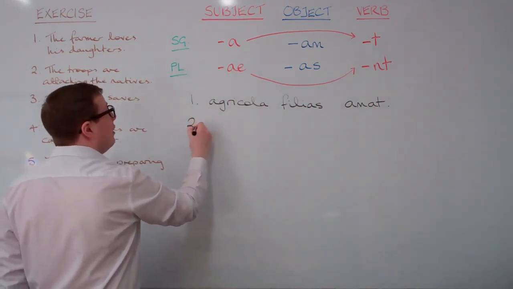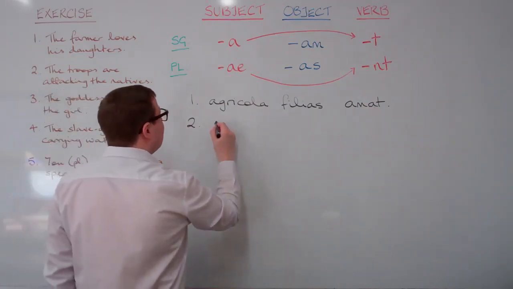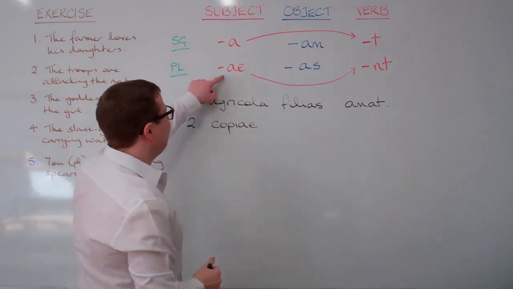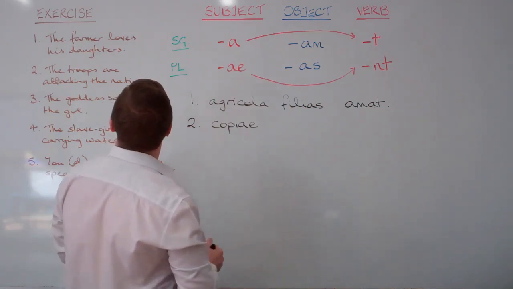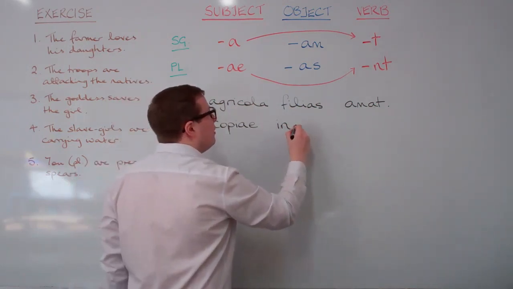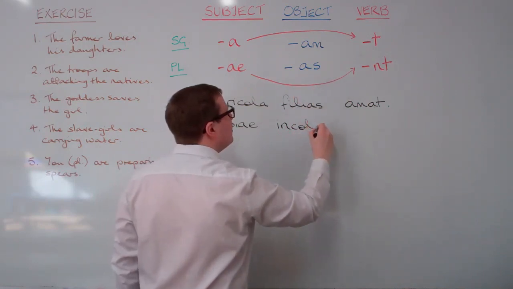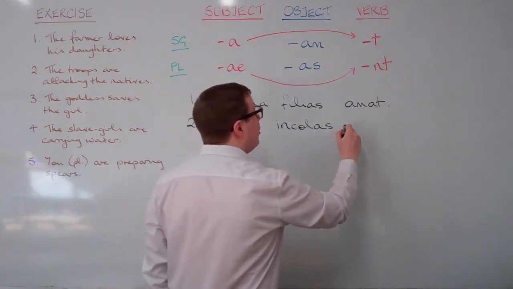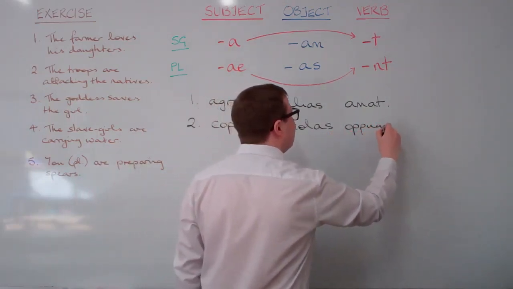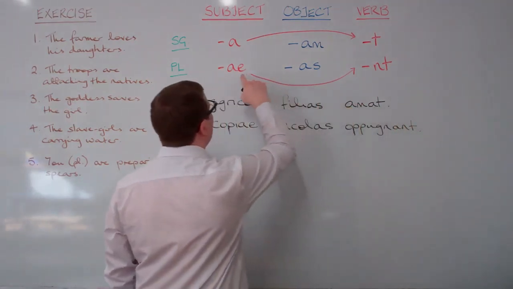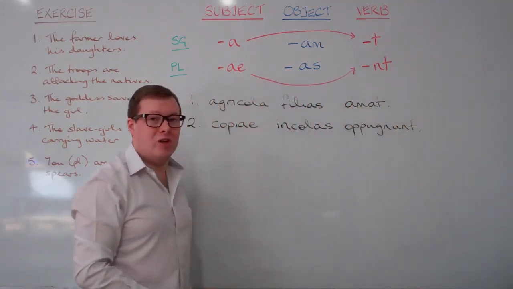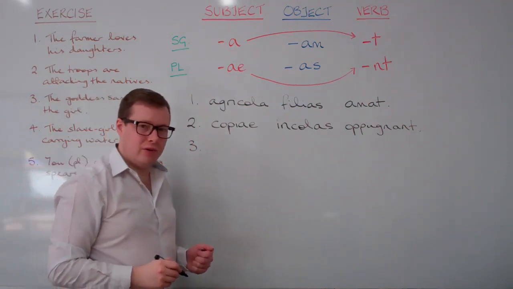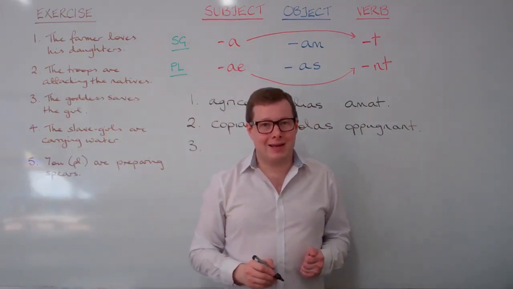Let's apply the same logic to the second question. The troops are attacking the natives. We begin with the subject, the troops, copiae. Copiae are always plural, so they've got the ae ending. The natives are the object. Again, they are a plural object, so it's going to have the as ending. And they are attacking. Oppugno is I attack. And they are doing the attacking. Copiae, oppugnant. The verb has to agree. Have a go at questions 3 and 4 for yourselves, and then tune back in for the answers.